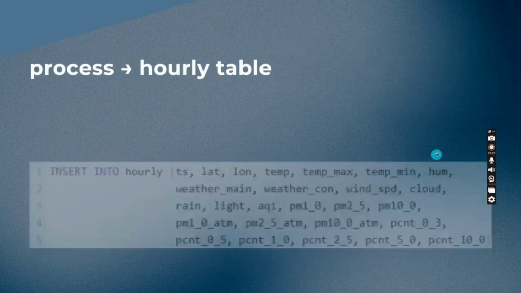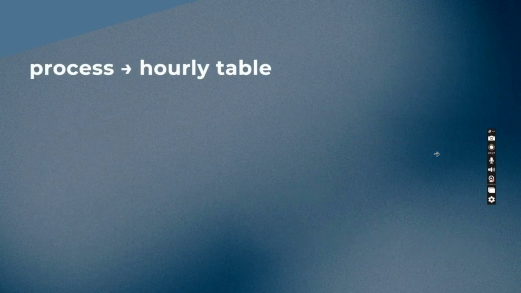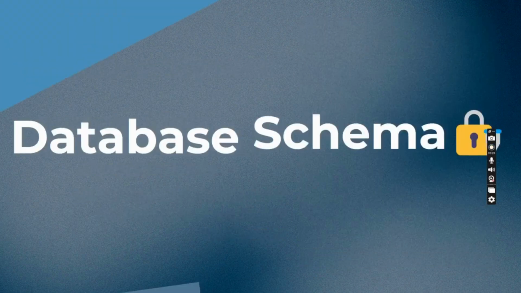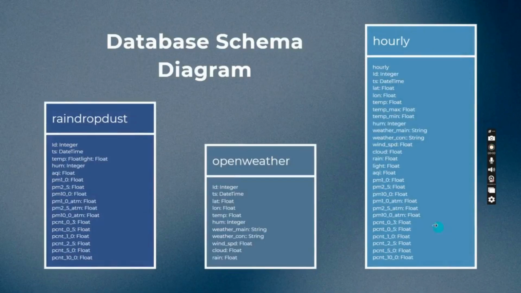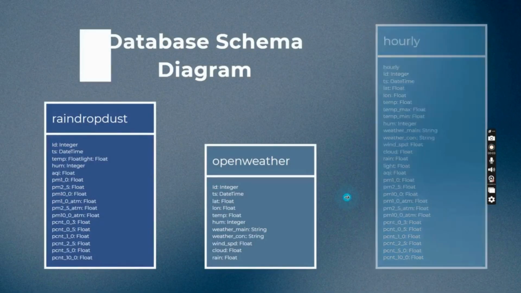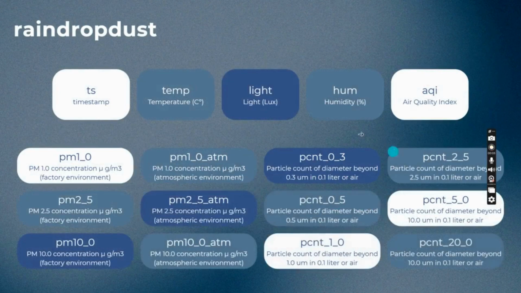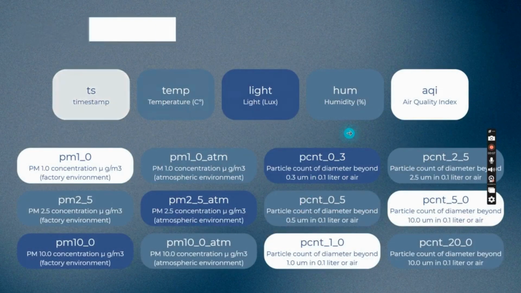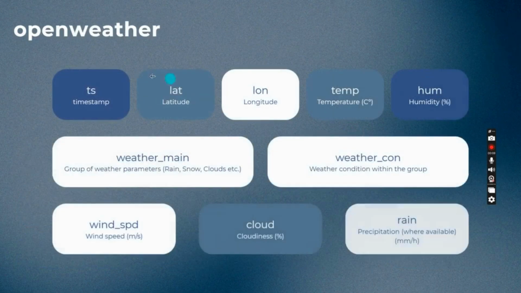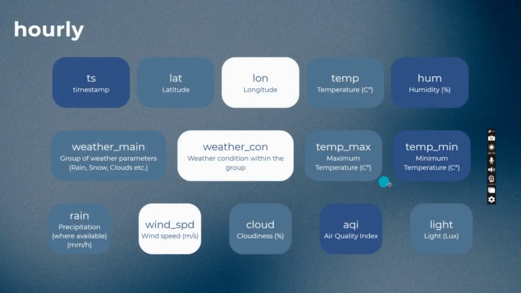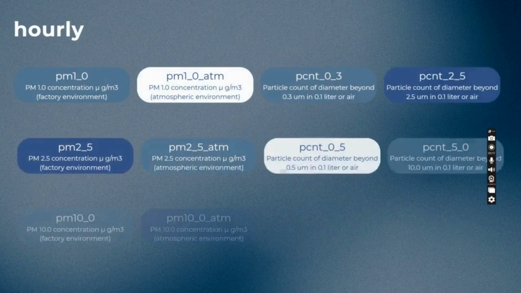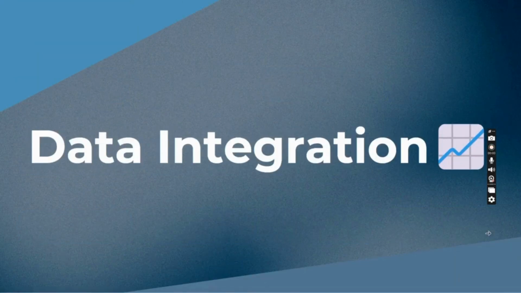So this is the process that I have talked about earlier, like this schema. This is the database schema diagram that we got from earlier. And you can see here, these are the attributes for Raindrop Dust, and then this is for OpenWeather. And for hourly, that is the join table. Let's move on to data integration.